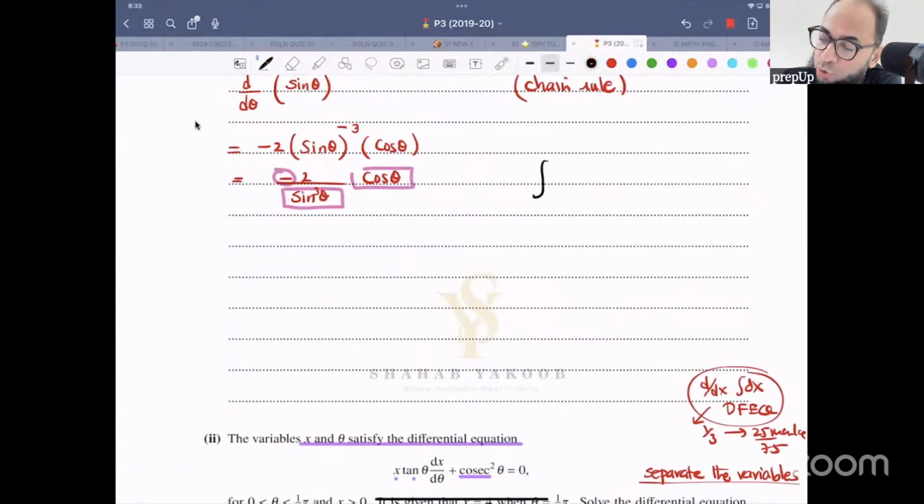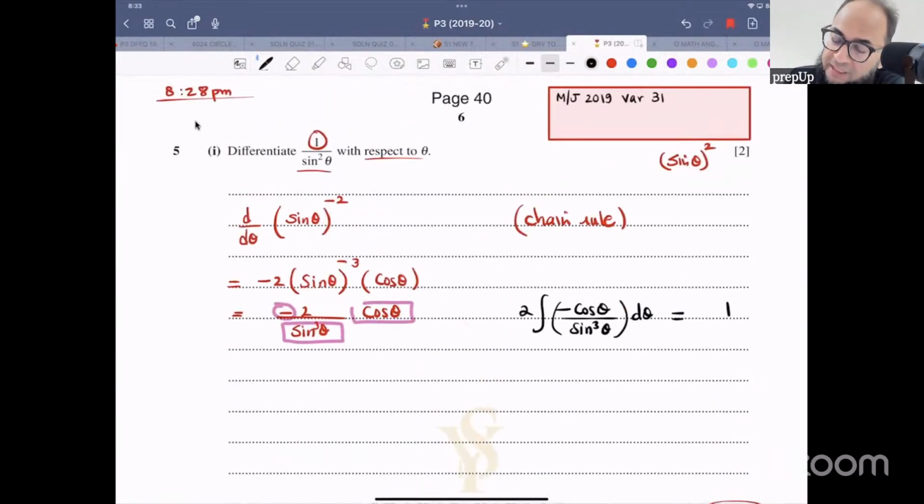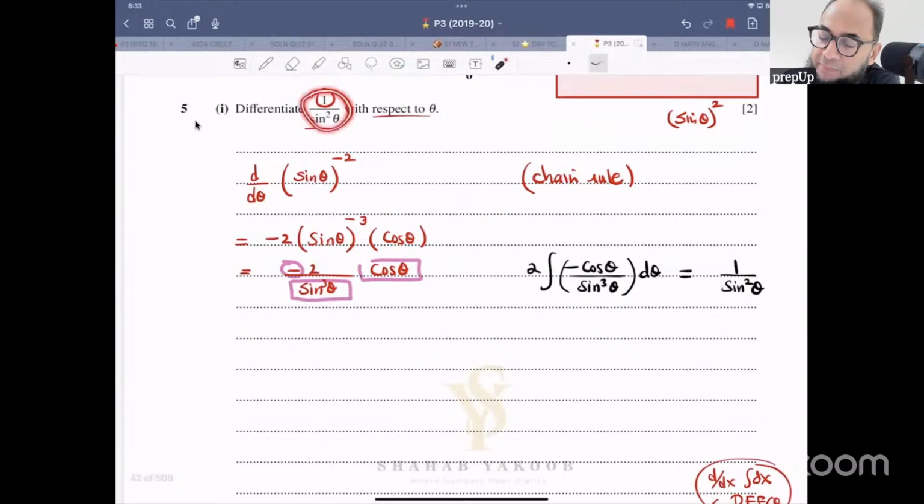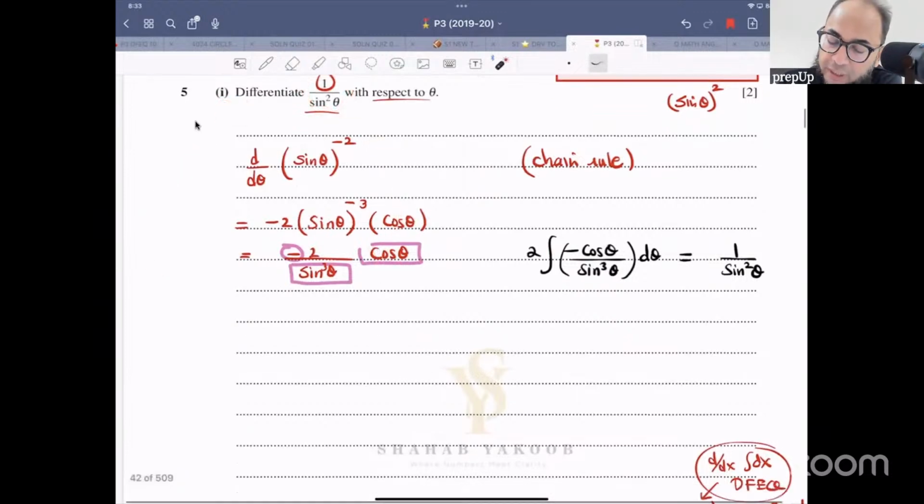Now what exactly am I going to do with this one? Integral of negative cosine theta, let me write the negative with it, negative cosine theta over sine cube theta d theta should be what? Should be this thing, 1 over sine square theta. Because integration and differentiation are reversible processes. When you differentiate something, you get this. When you integrate something, you should get back this.